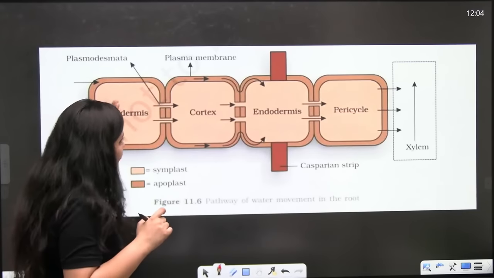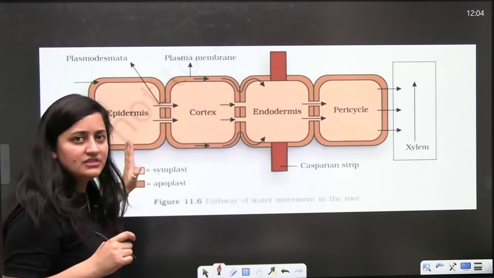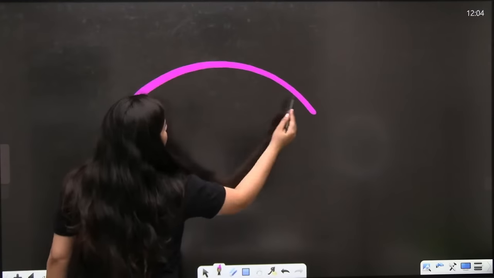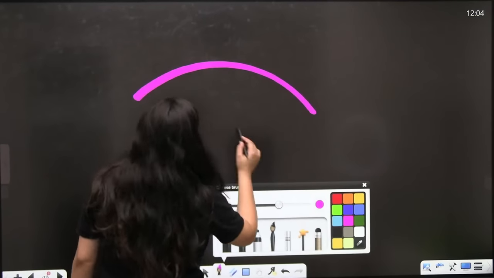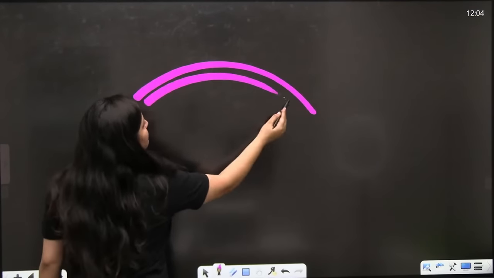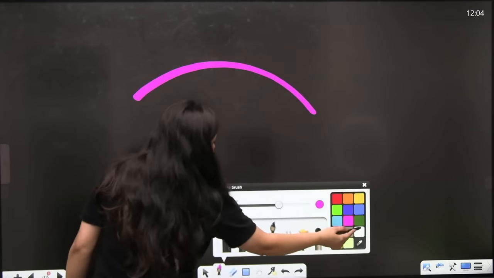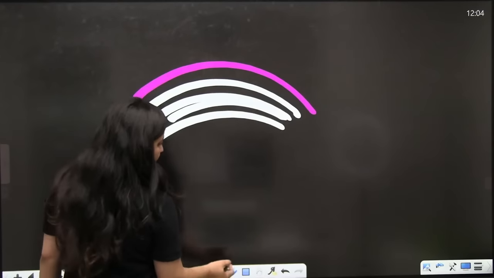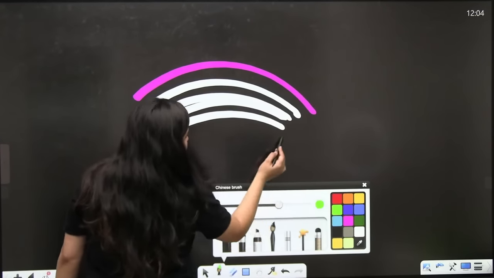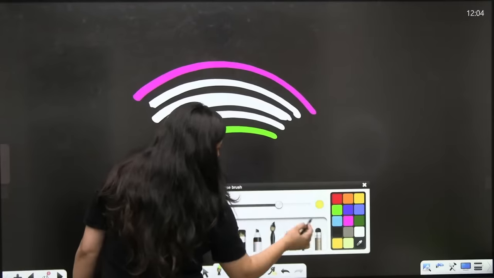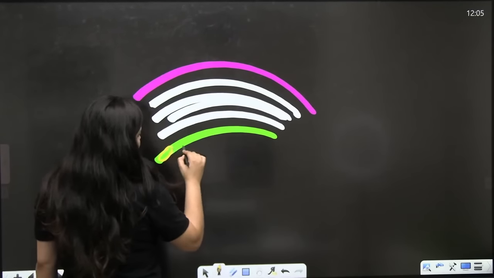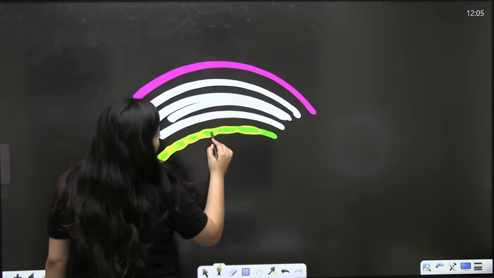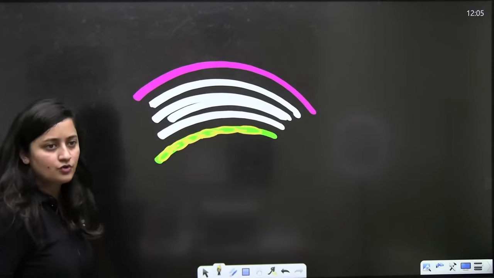Okay? So what you have to remember? Firstly, you just need to remember the sequence. Whenever we draw the section of root, this is how we go. Epidermis is there, then you know that cortex will be there, the ground tissue. Then we have the endodermal layer. The endodermal layer has these cells, and these cells have the Casparian strip. So you just need to remember this concept as well.